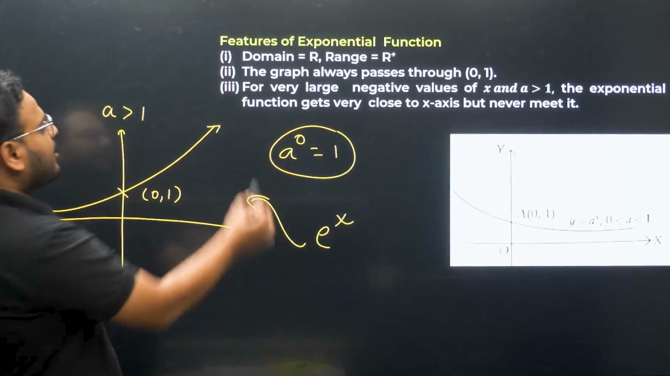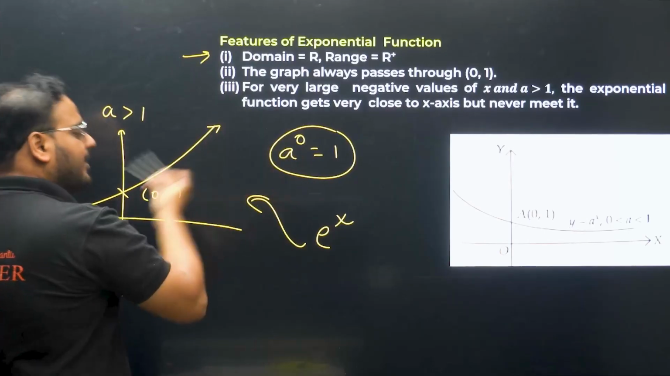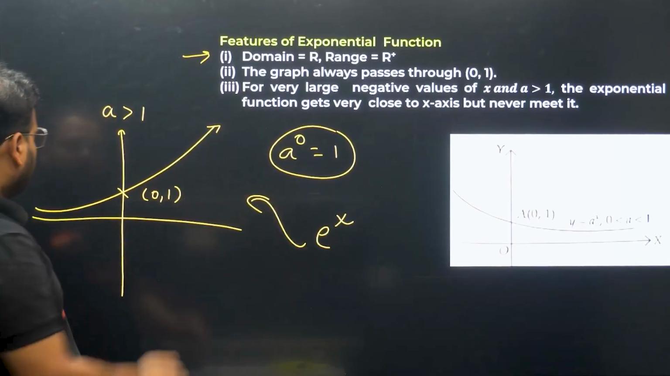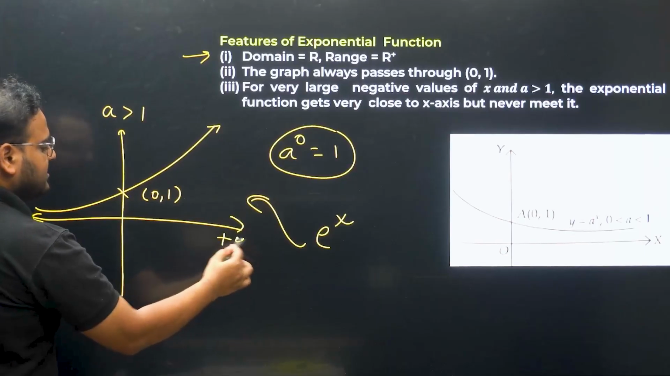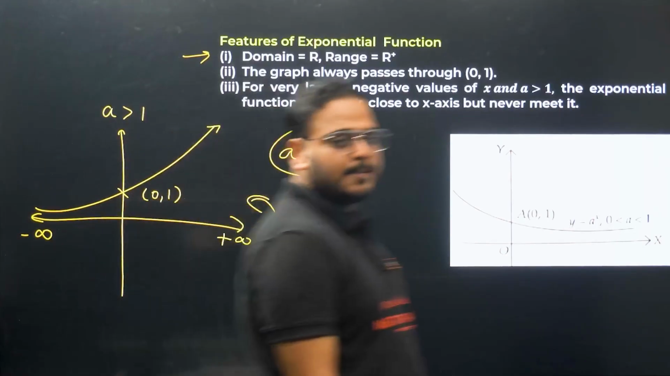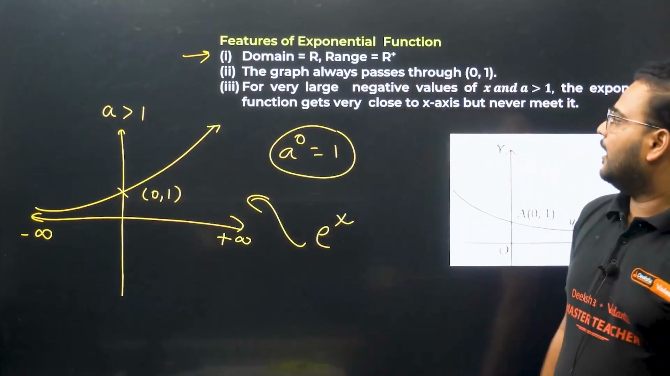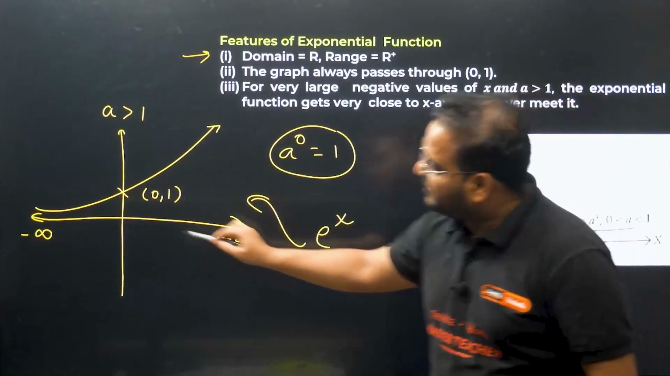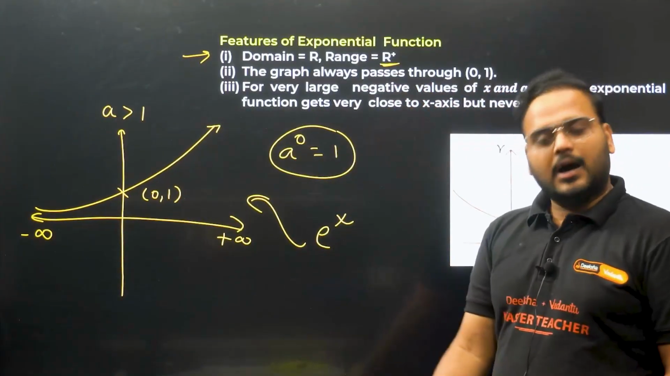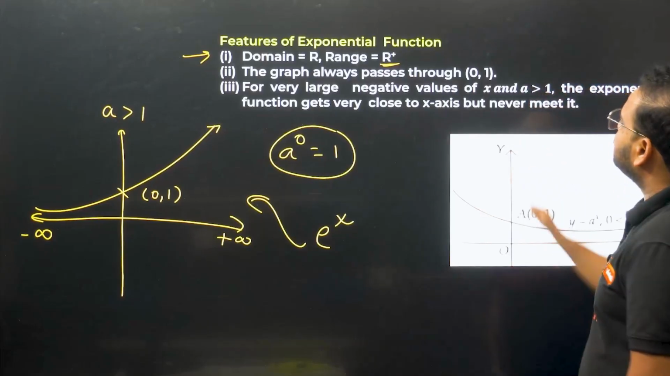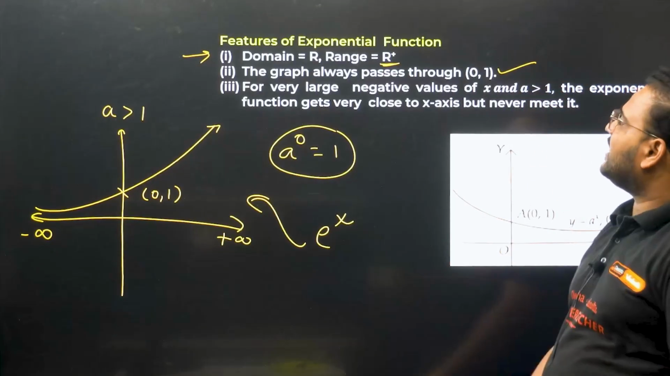Okay. Now check the domain. The domain of the graph of any exponential function is always all real. Check here. You can go from negative infinity to positive infinity. Hence, the domain is all real. But the range can never be negative or 0. That's why it is R plus. The range is R plus. The graph always passes through the point (0, 1).